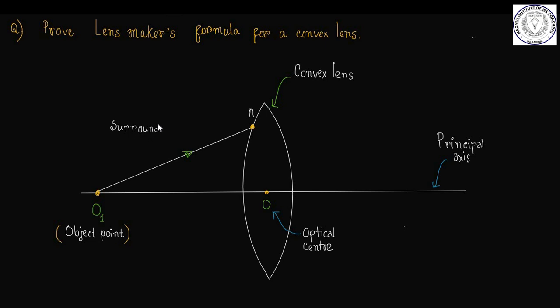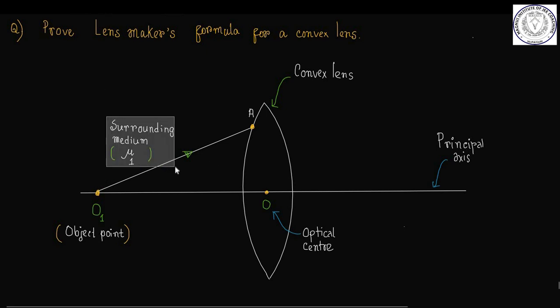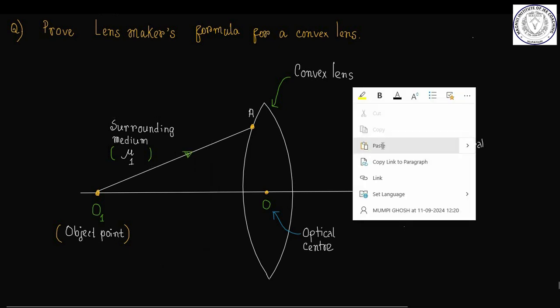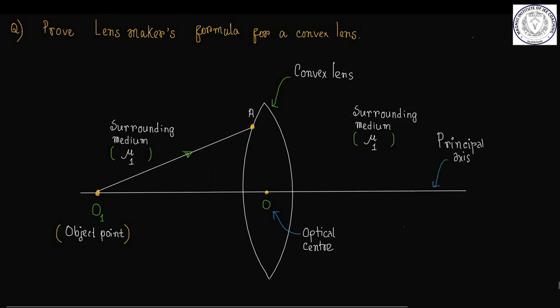The object point O1 exists in the surrounding medium of refractive index mu1. In this case, object point O1 exists in the rarer medium of refractive index mu1. Similarly, the surrounding medium on the other side is also mu1. Mu2 is the refractive index of the material of the convex lens.